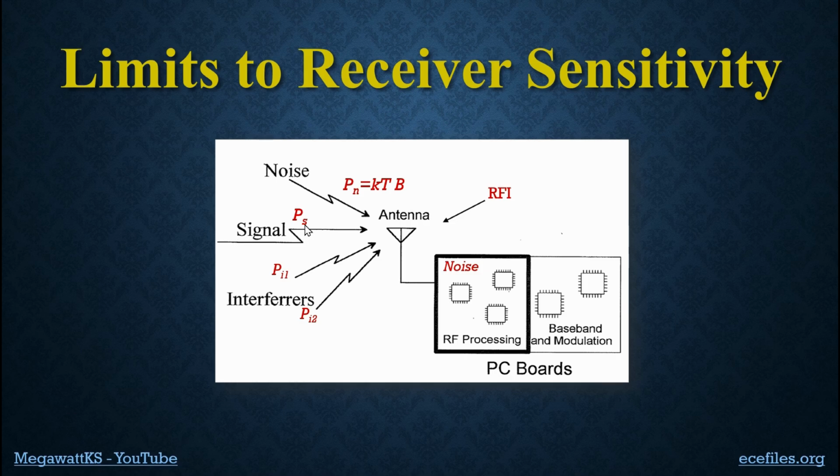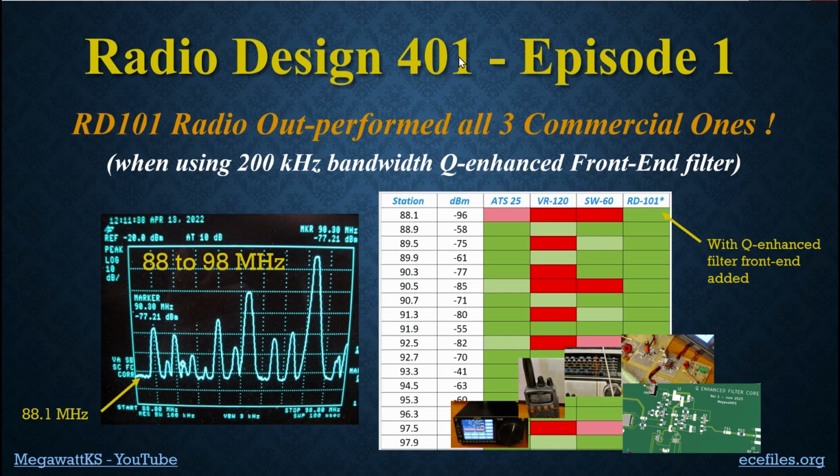Our goal is to pick up a weak signal in the presence of noise. In episode 2, we talked extensively about kTB noise. But in this episode, we've talked about radio frequency interference and how that can be several tens of dB higher than that background noise, making it probably more important in some situations. But then in episode 1, we also talked about interferers. So there's a lot of things that go into advanced radio receiver design, which is what Radio Design 401 is about.